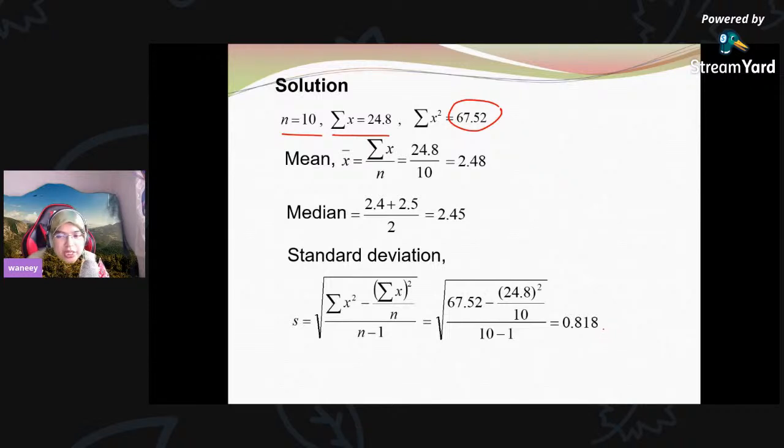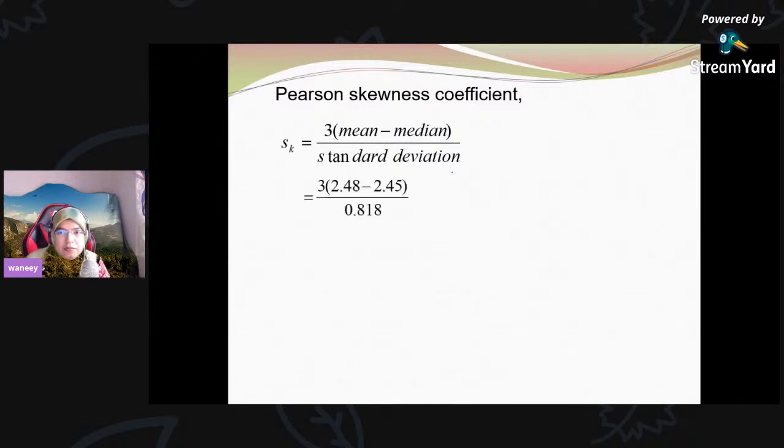Now let us calculate the Pearson coefficient of skewness. By using the mean as well as the median, the formula is 3 times the mean minus the median, over the standard deviation. I have already calculated the standard deviation just now, so we're going to substitute the value in here. This is 3 multiplied by 2.48 minus 2.45, over 0.818. So the value will be 0.11.